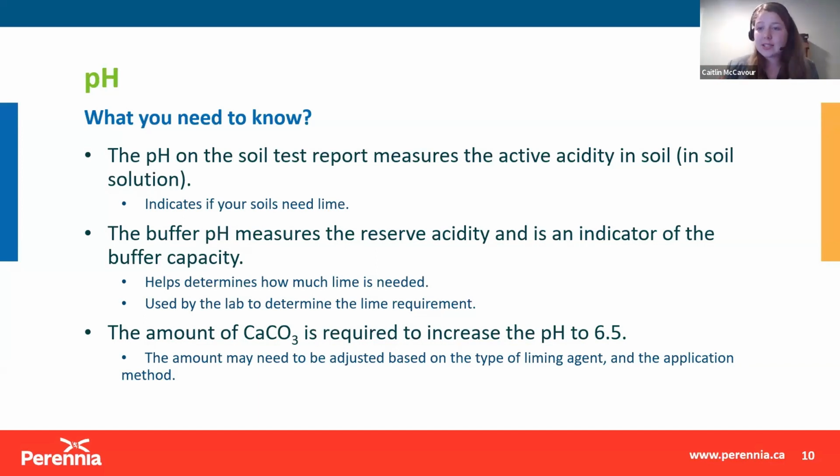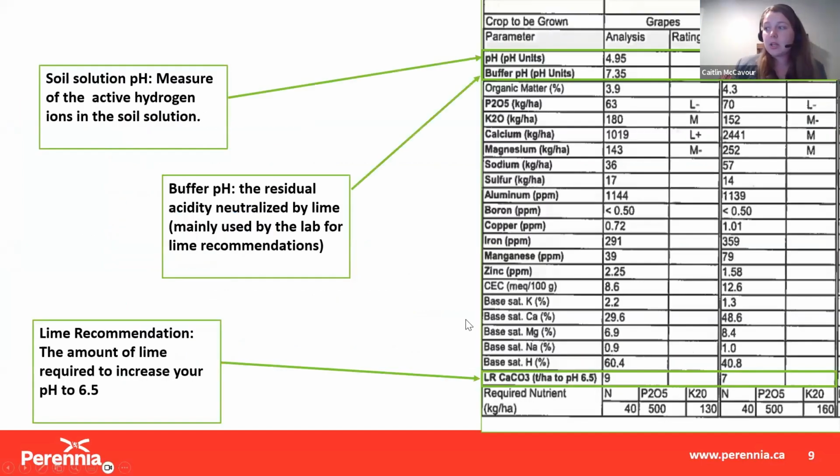And so basically it estimates your buffer capacity, so the ability of your soil to change when lime is added. And so the last thing is the lime recommendation, and I just want to spend a little bit of time on this because it's important to understand what that LRCaCO3 means here. So basically that is the amount of calcium carbonate required in tons per hectare to increase the pH to 6.5. So in this case, for this soil, you need 9 tons per hectare.